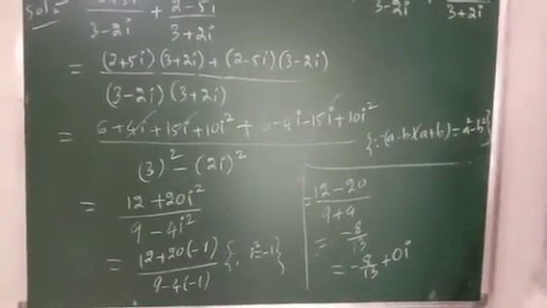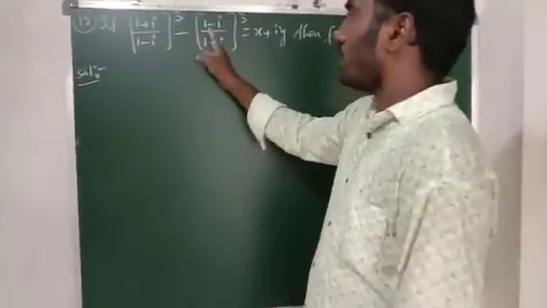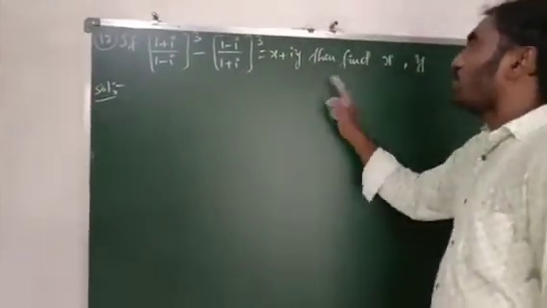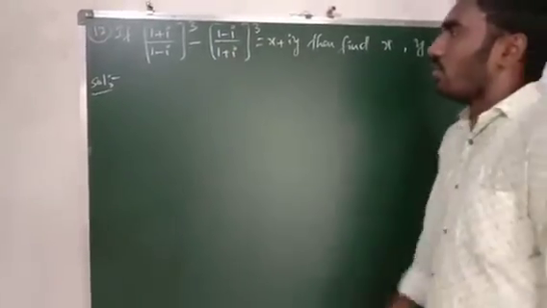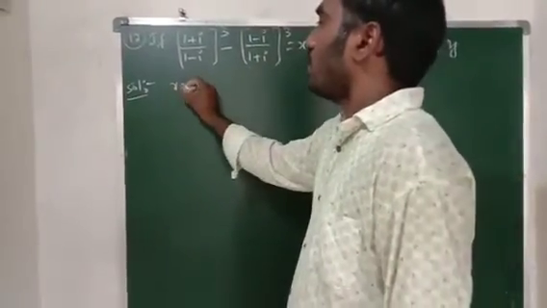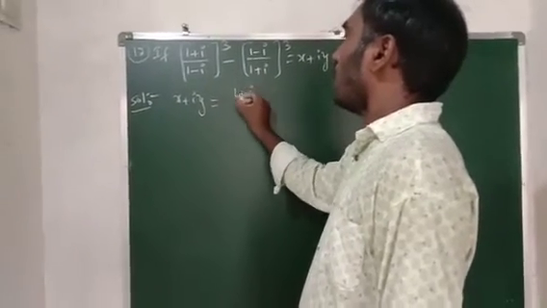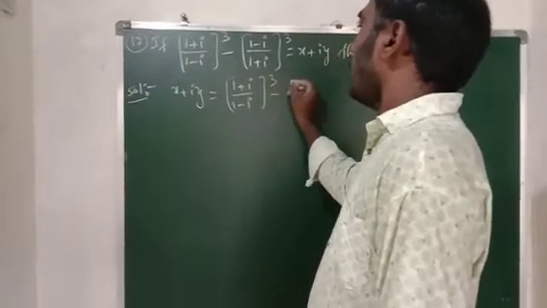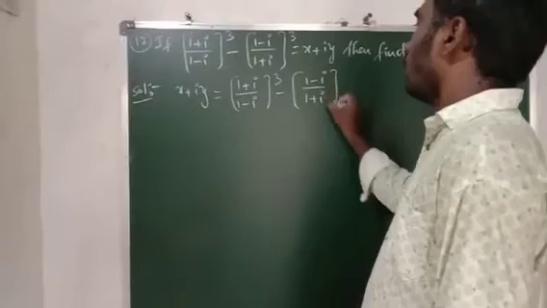Okay. Next problem is the 12th one. If (1 plus i by 1 minus i) whole power 3 minus (1 minus i by 1 plus i) whole power 3 equals x plus iy, then find the values of x and y. We have to find the values of x and y. What we say, consider that it is given that x plus iy equals (1 plus i by 1 minus i) whole power 3 minus (1 minus i by 1 plus i) whole power 3.